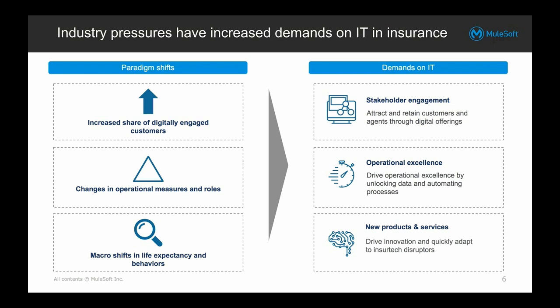And the last key thing that we are seeing is macro shifts in life expectancy and behaviors. We have an increasingly aging population across a variety of countries, including here in the US, where we're recording this. As a result, that's putting pressure on IT to think about how they can innovate in a way that allows this potential threat to be turned into an opportunity through the development of new products and services.